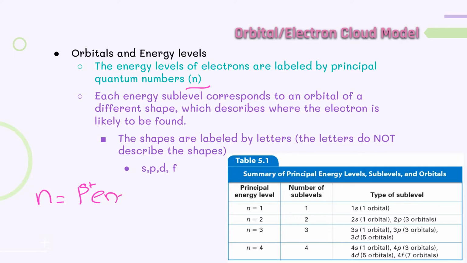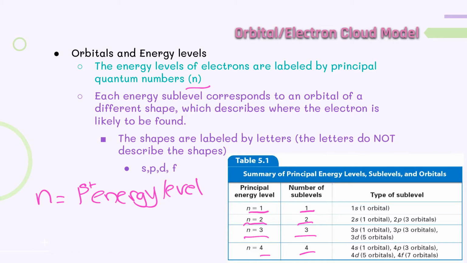First energy level. It means it has the lowest amount of energy. As you increase the number for n, it has more energy. Within each energy level, there's a sublevel. The number of sublevels depends on the principal energy level. So principal energy level 1 has 1 sublevel. Energy level 2 has 2 sublevels. Energy level 3 has 3. Energy level 4 has 4.